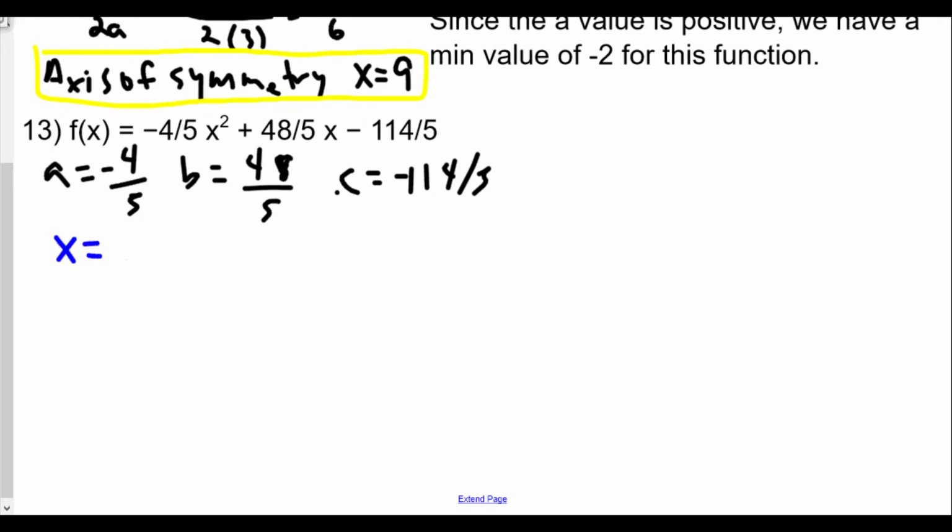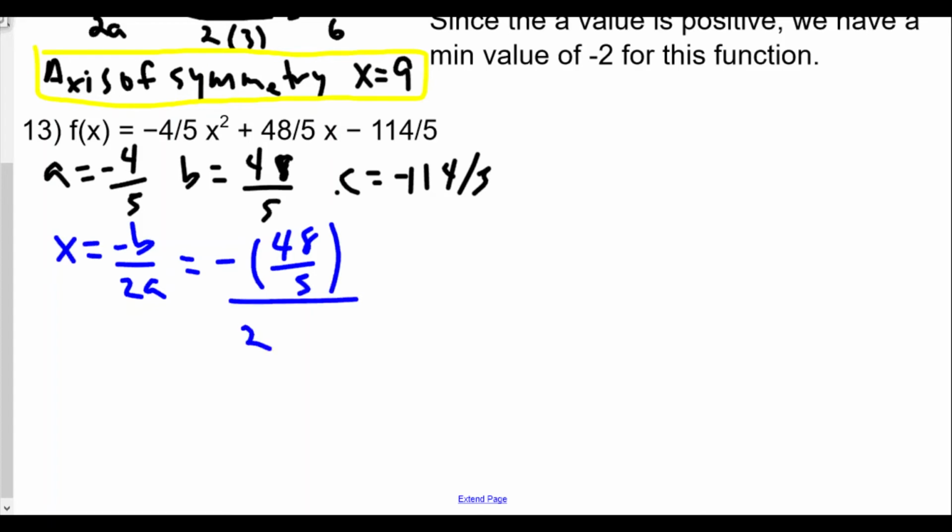x equals -b/2a. So it just means the negative of 48/5 over 2 times -4/5. Now, this really is going to give me -48/5 all over -8/5.